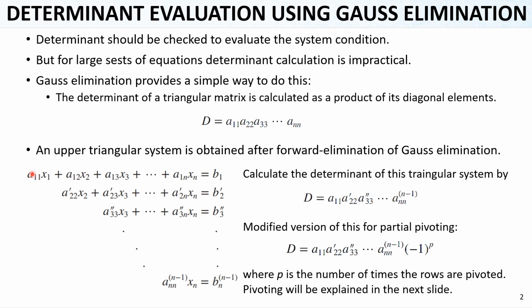So you can see here, this is the upper triangular matrix, for instance, after the forward elimination of Gauss elimination. Then we calculate the determinant as the multiplication of these diagonal elements. And a modified version of this for partial pivoting gives these same results, but multiplied by (-1) to the power p. Here, p is the number of times the rows are pivoted. Pivoting will be explained in the next slide. So let's go to the next slide and see what pivoting means.